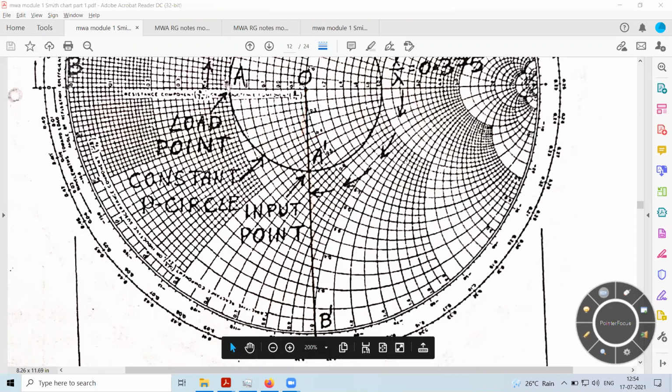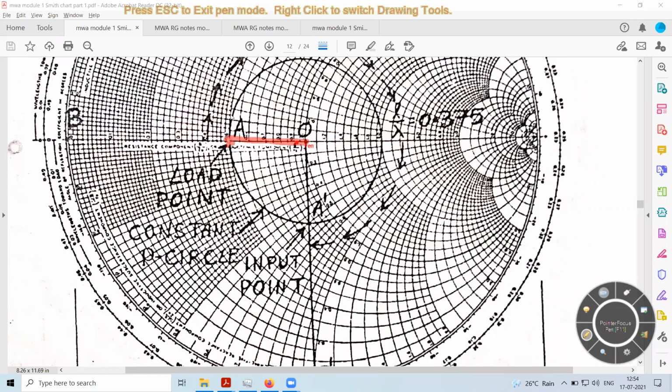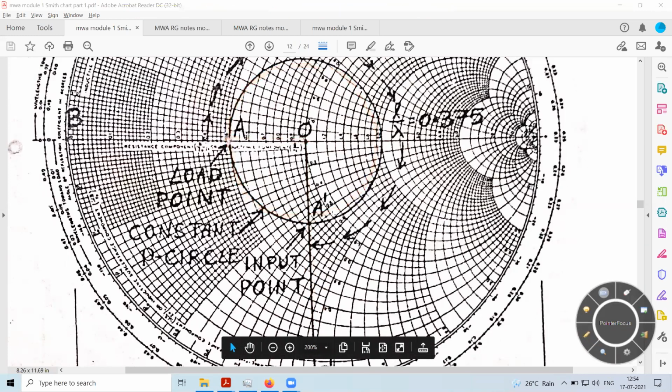So once we have joined this, there is one more thing we have to do. We had identified the load point, so we have to consider a radius of OA and draw the VSWR circle. Now this VSWR circle and this line OB dash are intersecting at one point, which is marked as A dash over here.